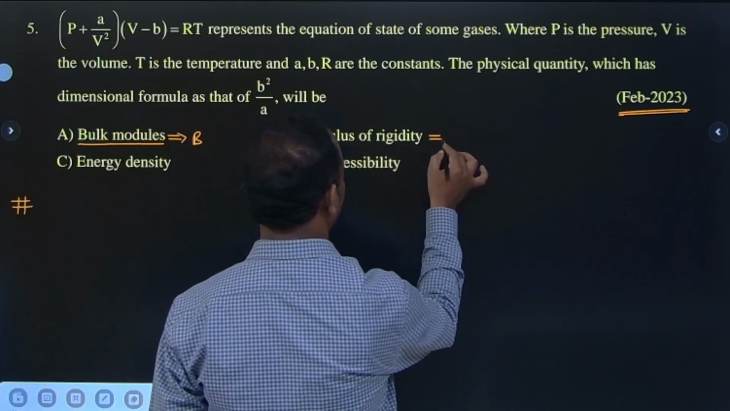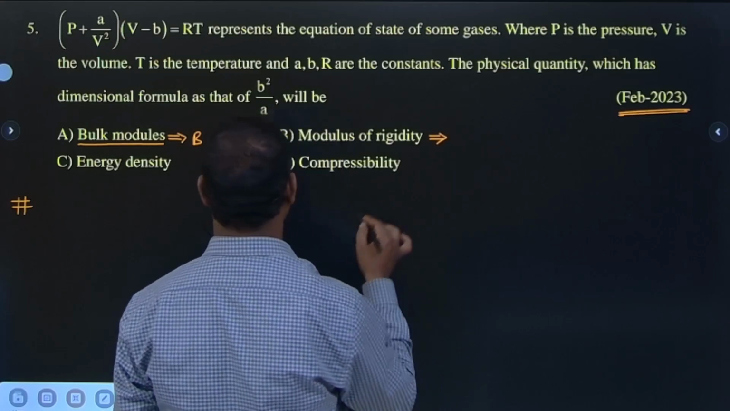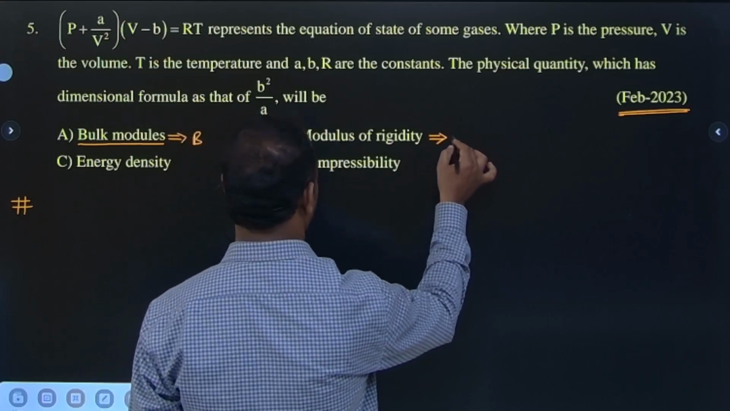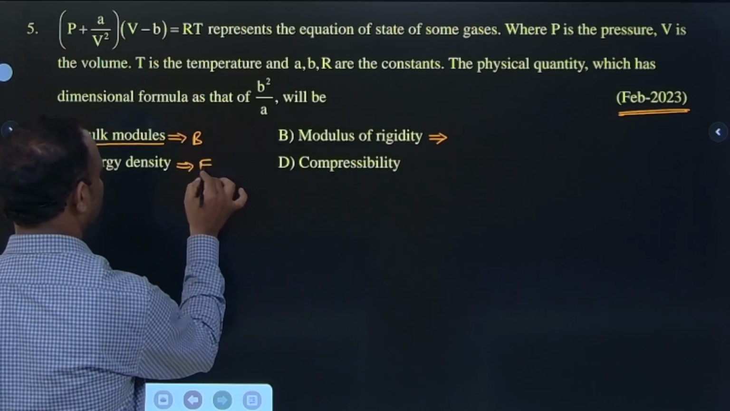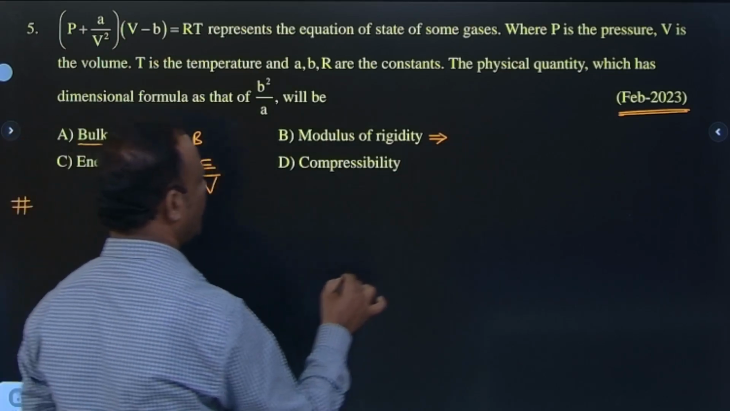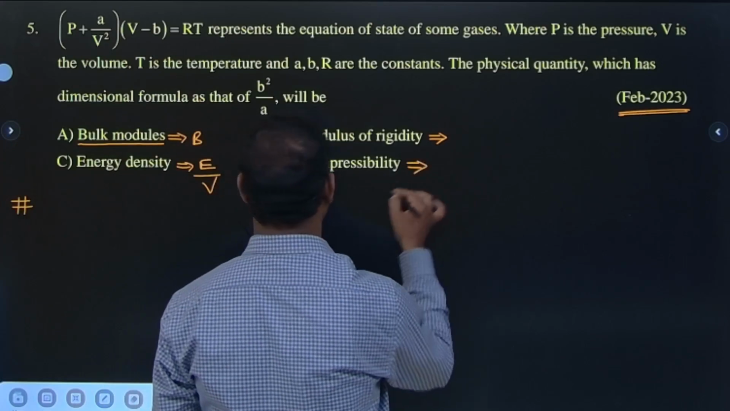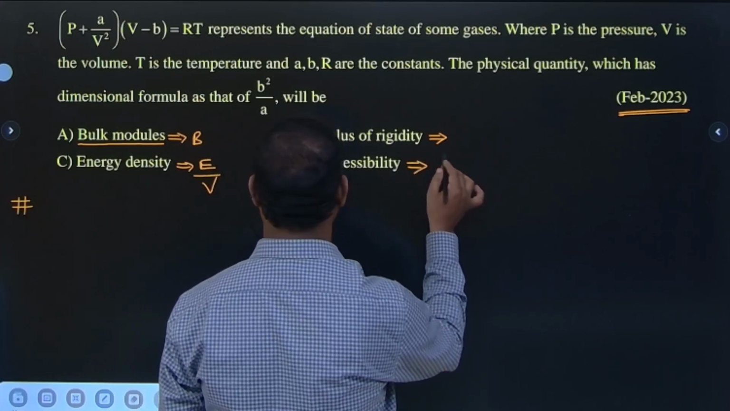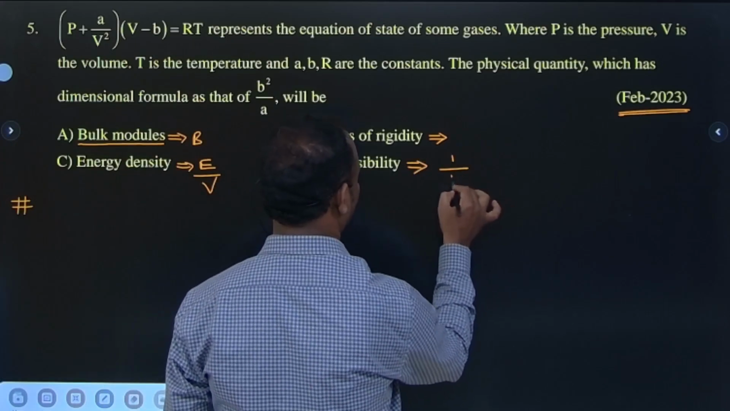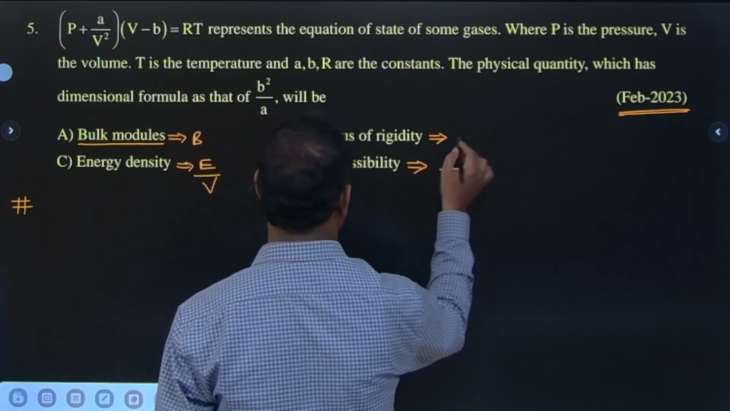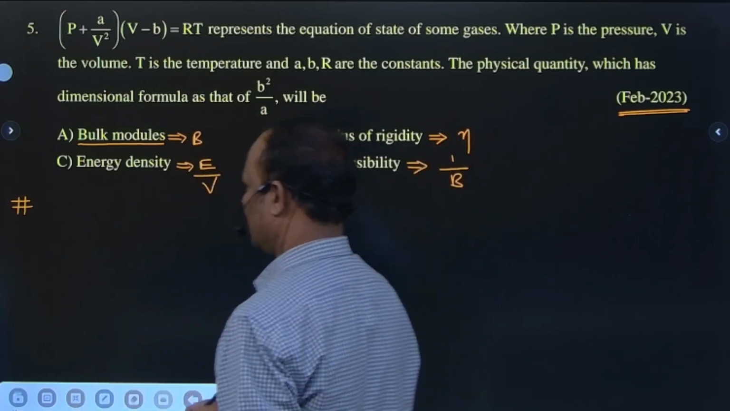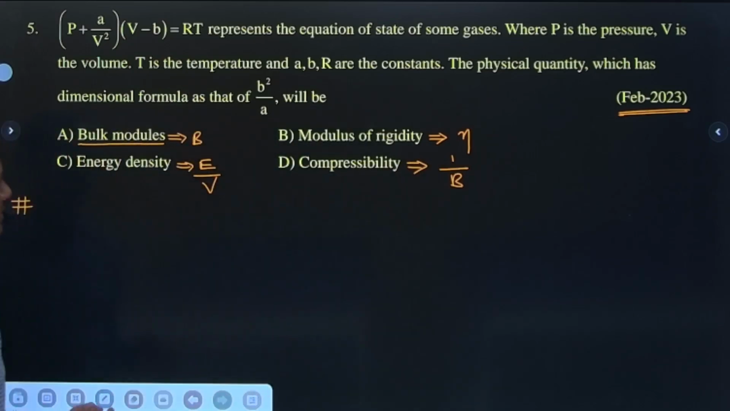Next one, modulus of rigidity, the rigidity modulus. Energy density is energy per volume. Compressibility is the reciprocal of bulk modulus. Modulus of rigidity is eta. Now let us see this.